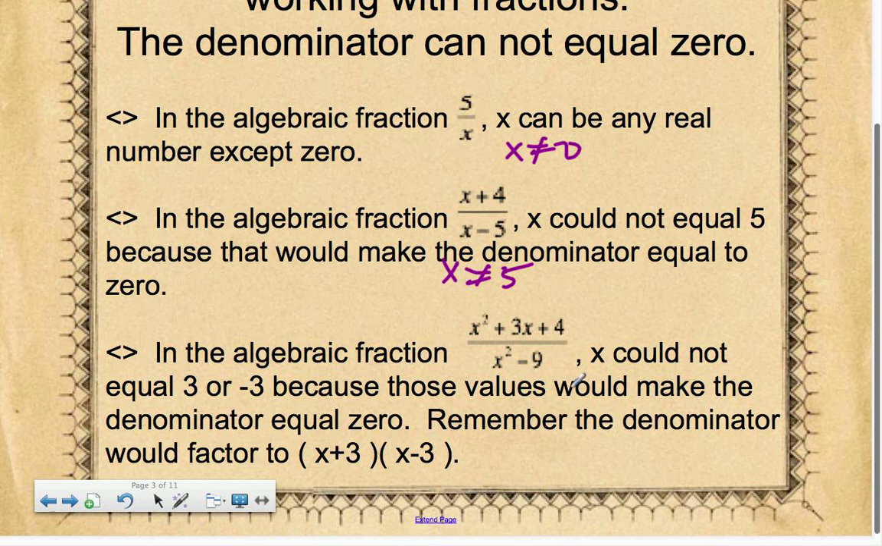And in this algebraic fraction, we have x squared minus 9. That cannot equal 0 when we solve for x, and we were to factor that. When we set those equal to 0, x cannot be -3 or 3. And we've kind of had an introduction to this before. So just keep that in mind. There might be some restrictions.